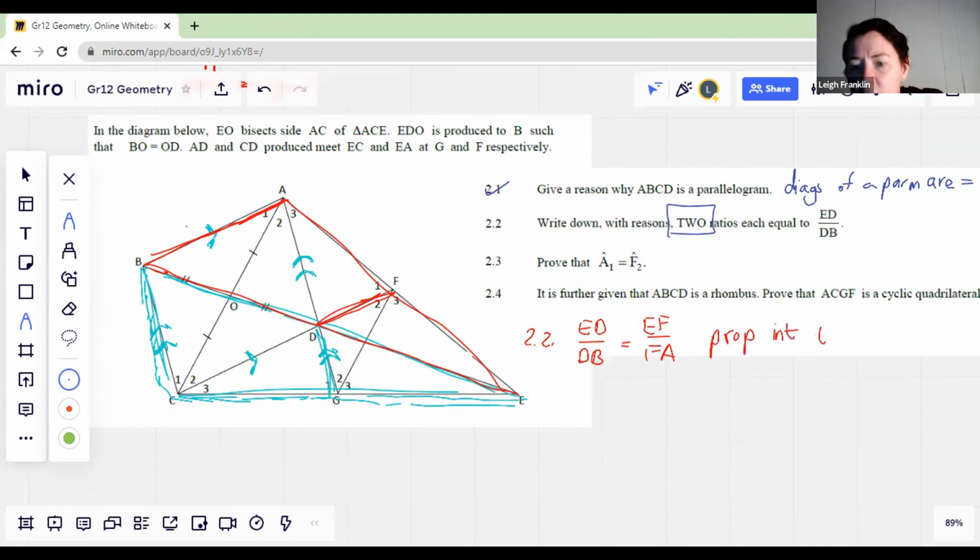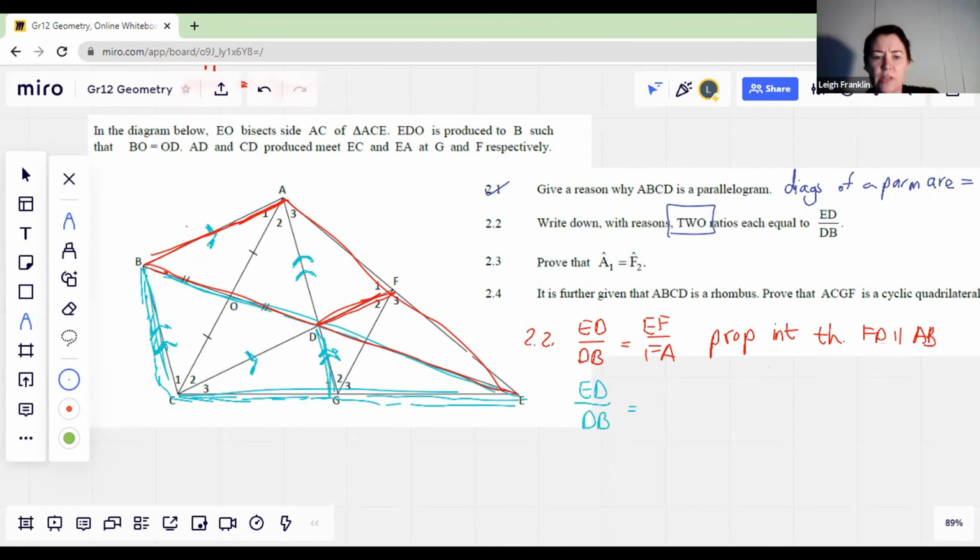Proportionality, intercept theorem, and that is because FD is parallel to AB. Good. Nice. Okay, so we've identified the triangles. We're getting better at that. The second thing that we want to write, let's do this one in blue. Is blue easy enough to read? Can you see that okay?